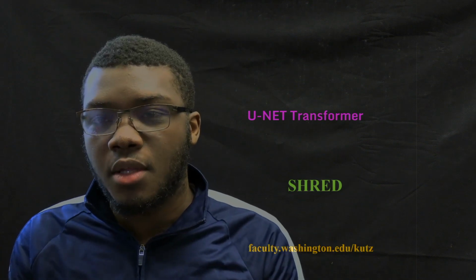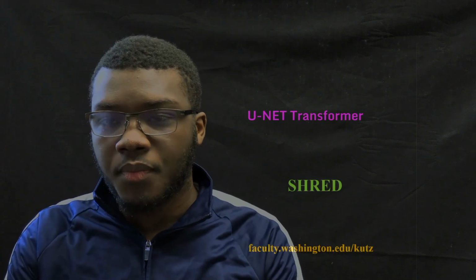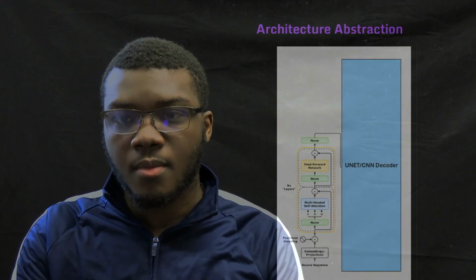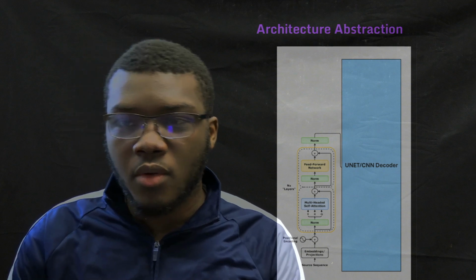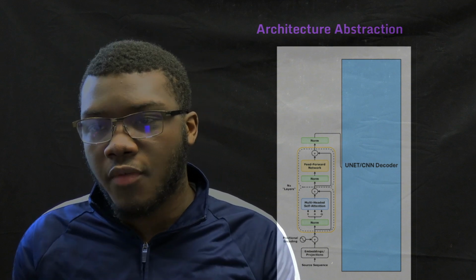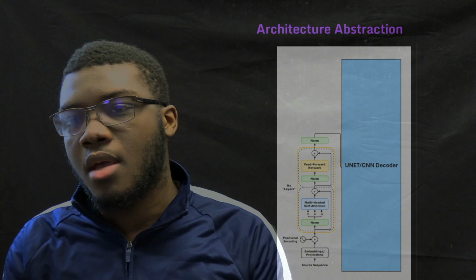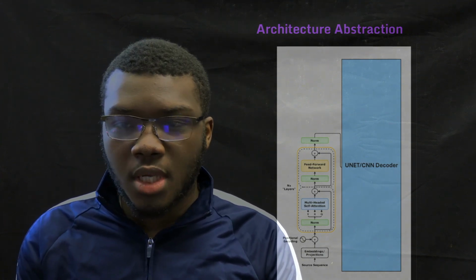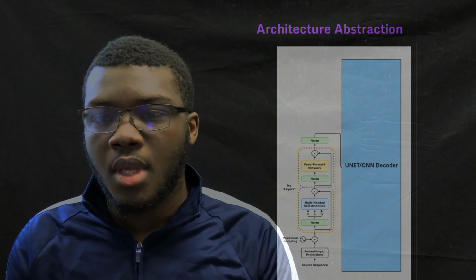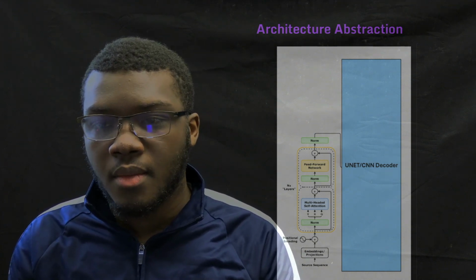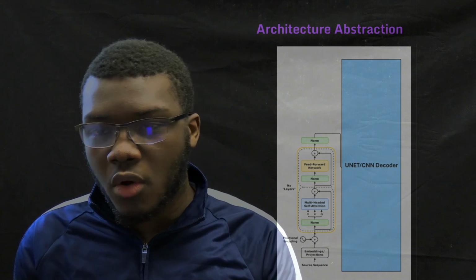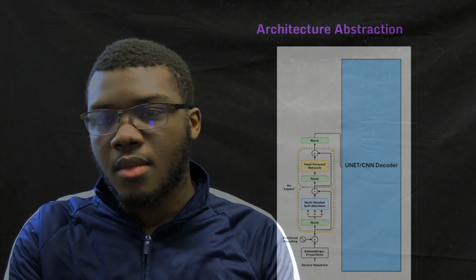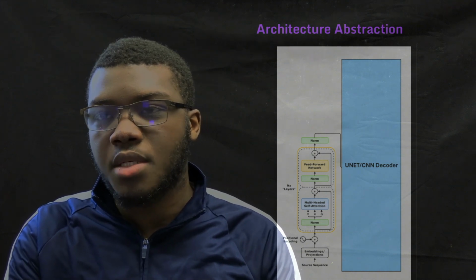Hello everyone, I'll be discussing the UNet transformer, which is basically another architecture similar to SHRED. So for the architecture abstraction, we have a UNet slash CNN, or convolutional neural network, decoder, and we have a basic encoder for transformer networks. As you can see, there's a normalization layer which basically speeds up training. You can also see that we have multi-headed attention. We also have positional encoding to determine relative position of time series data, for instance, and so on and so forth. So I'll explain each class in depth.